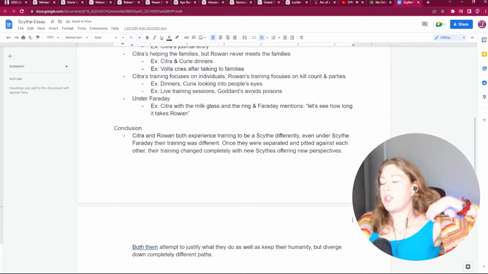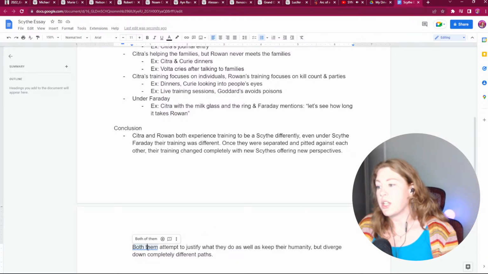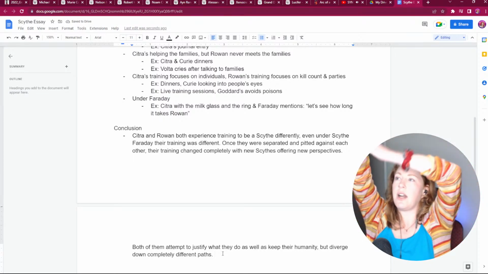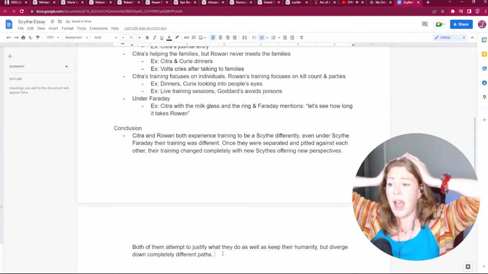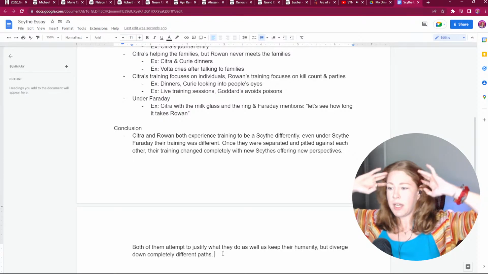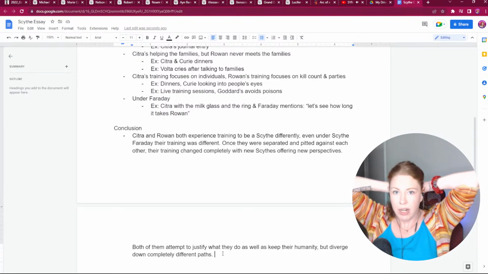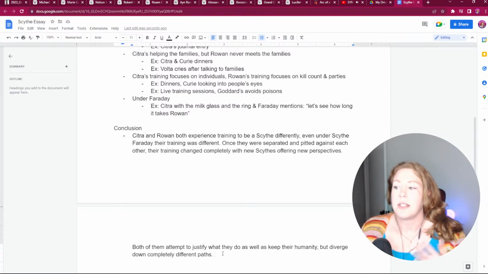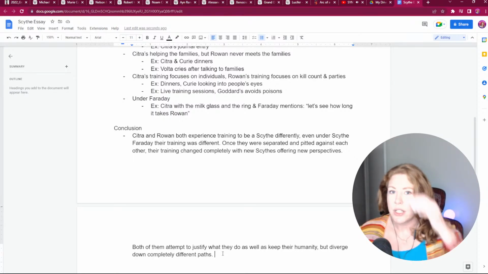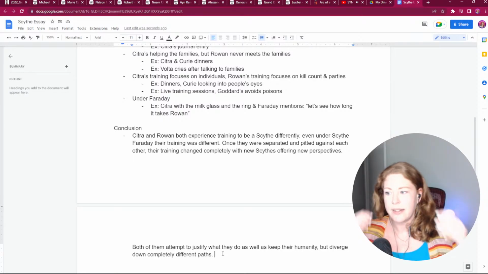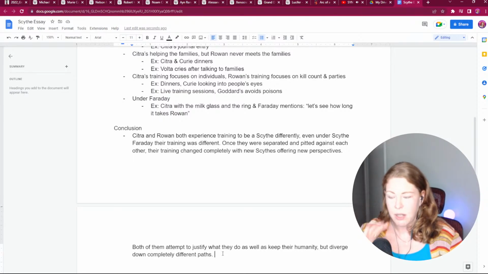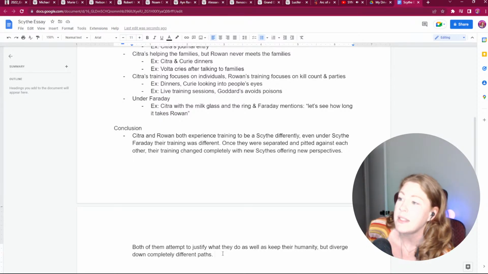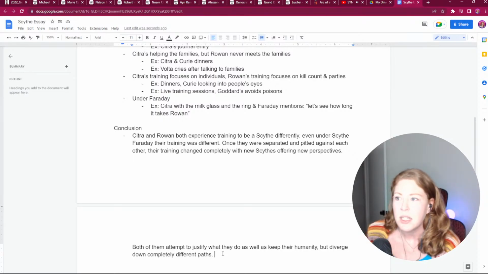I mean, you could even go into your conclusion. You can give a little bit more opinion in your conclusion. You could even say, personally, I think that's why Citra was chosen over Rowan, because of his kind of ruthless way that he went about his final test. Obviously they're looking at all of their tests, and the last two tests for Rowan were extremely brutal. He broke Citra's neck in the second test, and in the final test, he didn't even flinch at killing his mom. So I feel like to a certain extent, his training actually made it harder for him to win, because Goddard made him so ruthless and bloodthirsty.